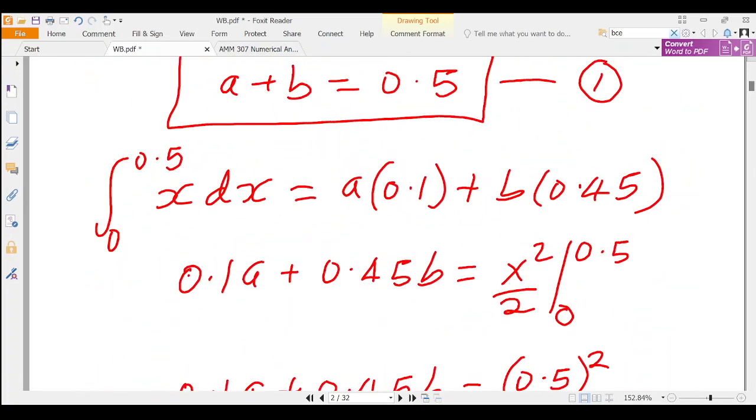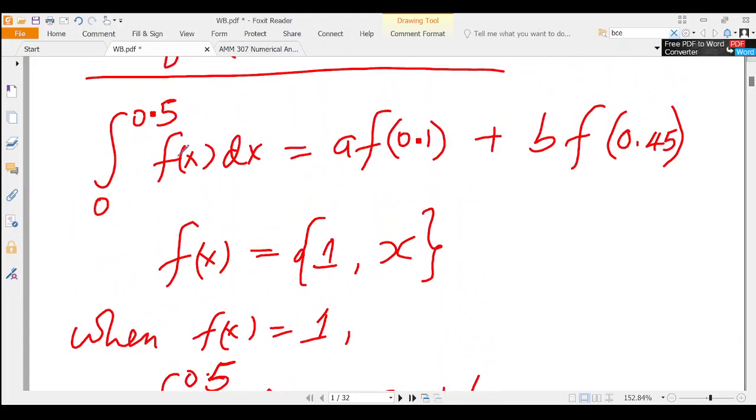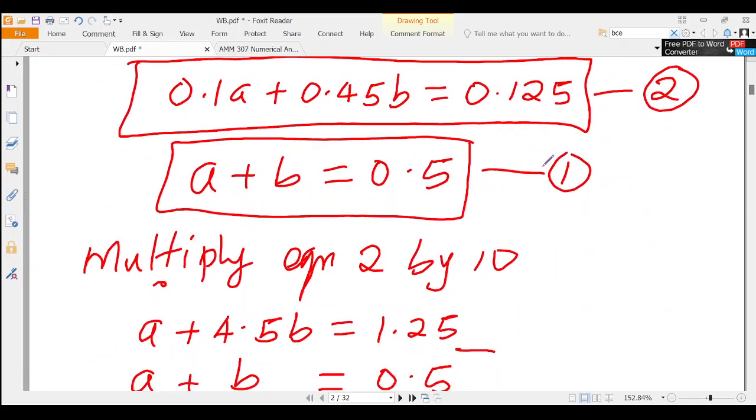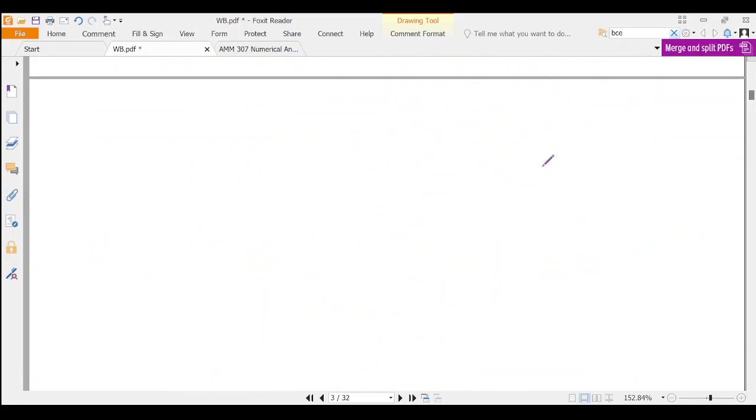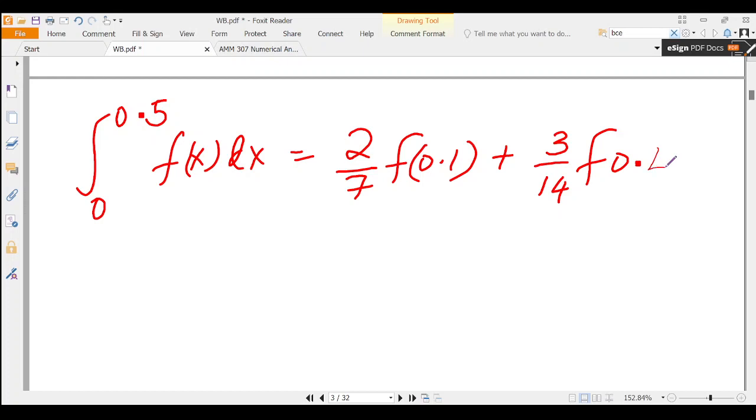Now from the method we have, the integral from 0 to 0.5 of f of x dx is equal to a times f of 0.1 plus b times f of 0.45. I'll replace a with 2 over 7 and b with 3 over 14. So the method is: the integral from 0 to 0.5 of f of x dx is equal to 2 over 7 times f of 0.1 plus 3 over 14 times f of 0.45.